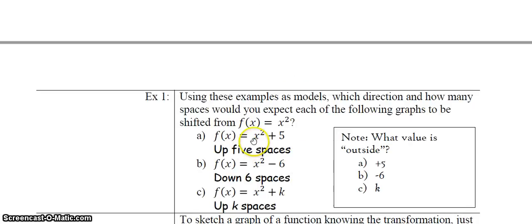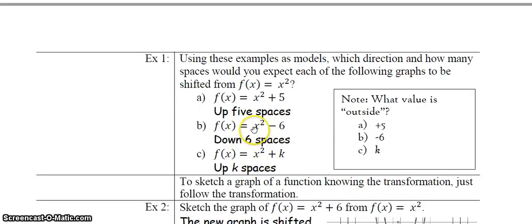Well, so after here's x squared, what are we doing to it? Adding 5, so it's up 5. What are we doing to the x squared? Subtracting 6, yep, down 6. So again, what's the outside? Just like the vertex for the parabolas before. So we're adding 5, so plus 5. What are we doing outside? Minus 6, so we're dropping everything 6. Here, k value. Whatever k is, we're moving it up that amount.